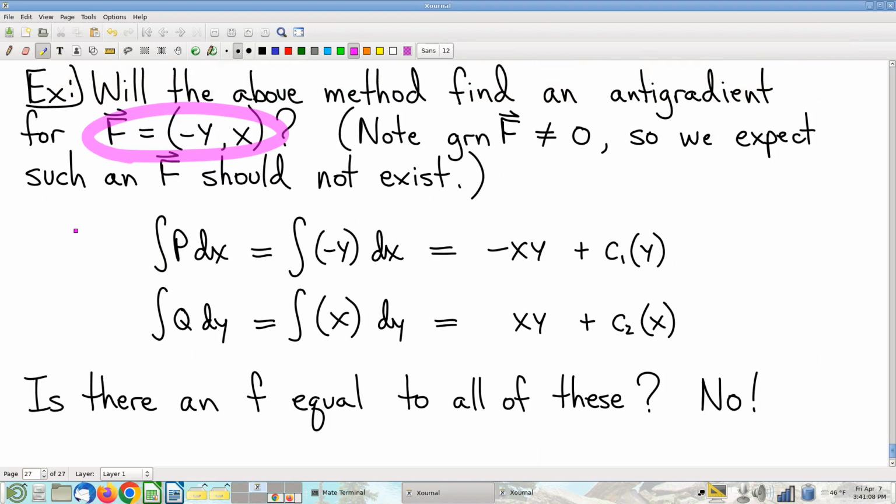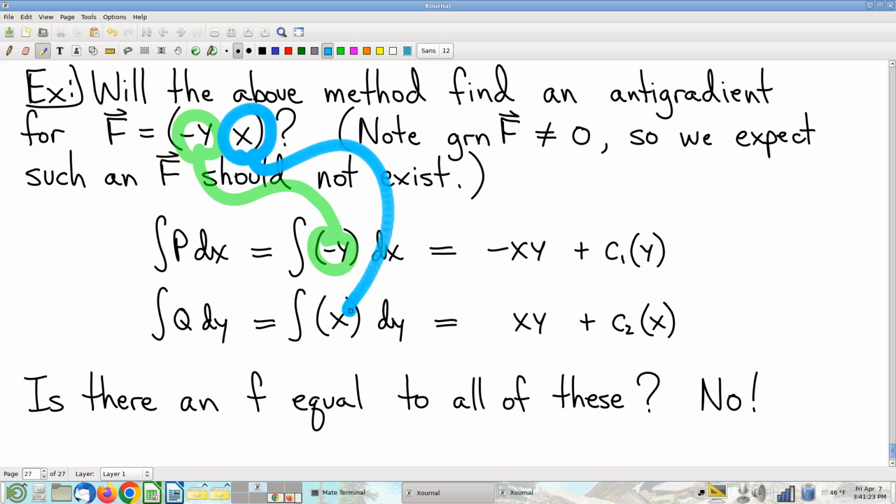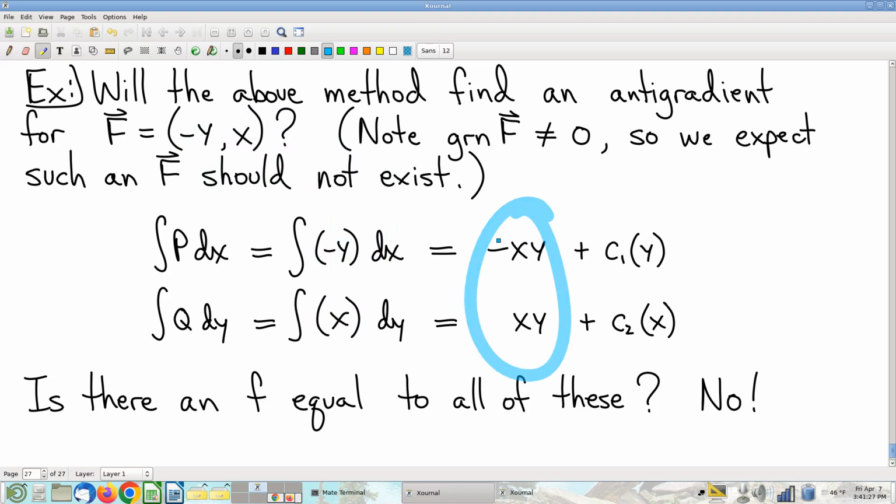What's going to happen in the game if we try to find an anti-gradient that doesn't exist? Well, here we go. First coordinate, we take the x antipartial. Second coordinate, we take the y antipartial. And that gives us these terms. Don't forget about your partial constants. And thus begins the game.